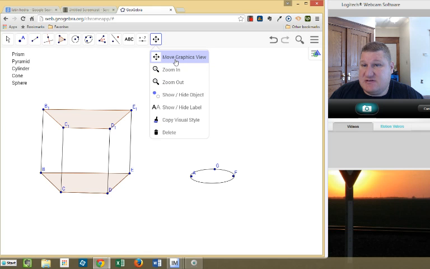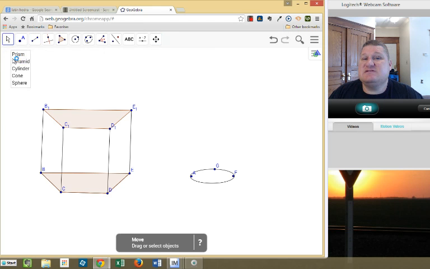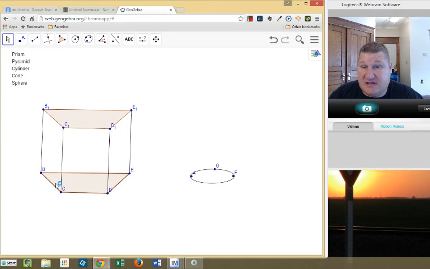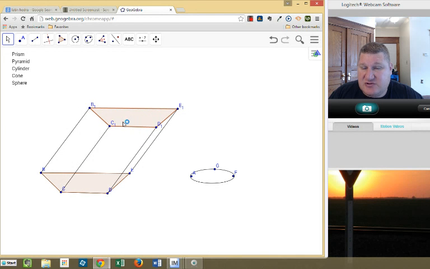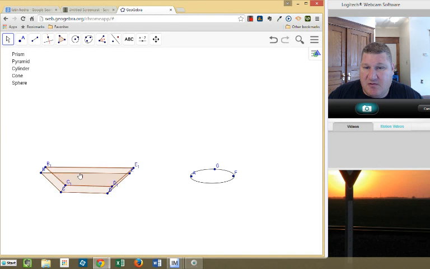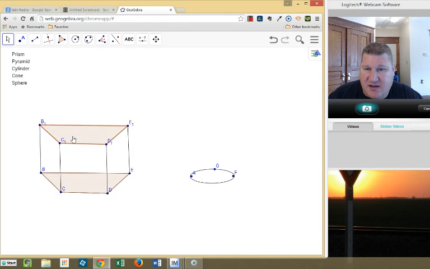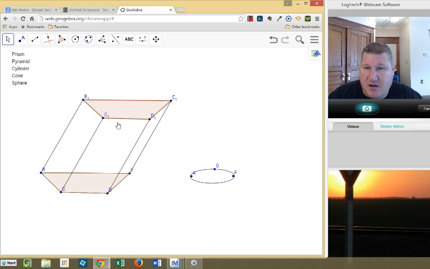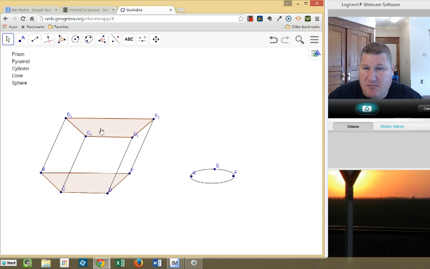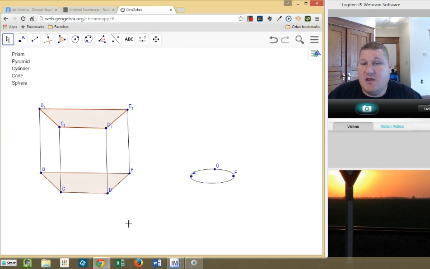Now, this happens to be a right prism because each of these angles down here is approximately 90 degrees. However, I can have what's called an oblique prism, and that's where instead of the shape going up straight at 90 degrees, it goes off at an angle. So it's like, okay, so we have a right prism.